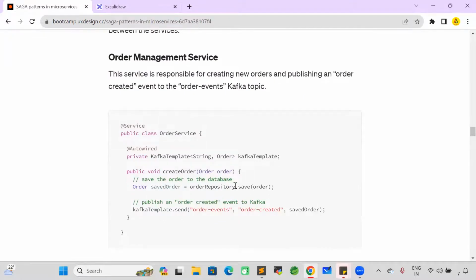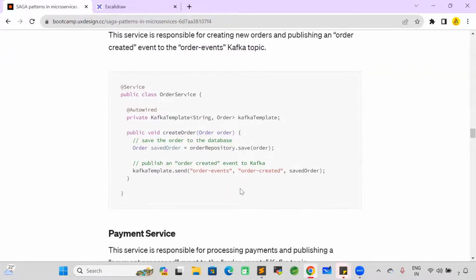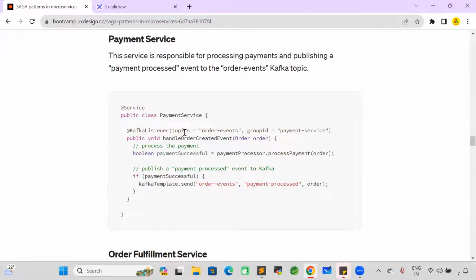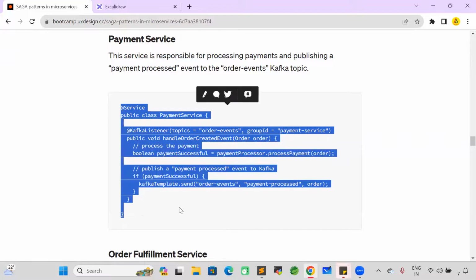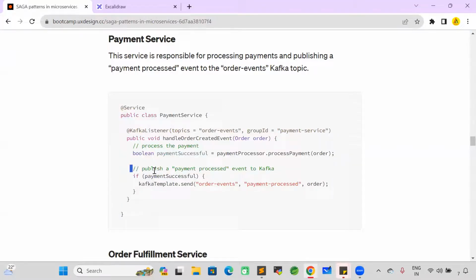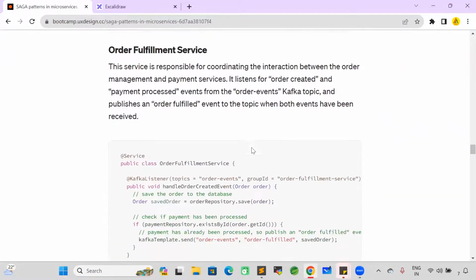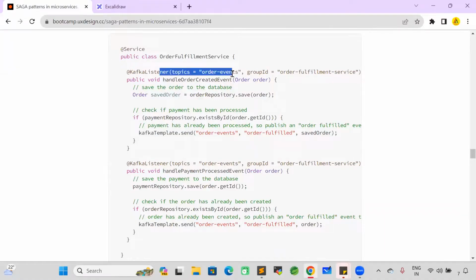So here order is saved. Order is saved, then it is going to create the event, order created. Based on the order created event, payment is going to trigger the payment process. Once the payment is processed successfully, it will trigger one event, payment processed. When the payment processing is completed, order fulfillment will be listening to the order events.